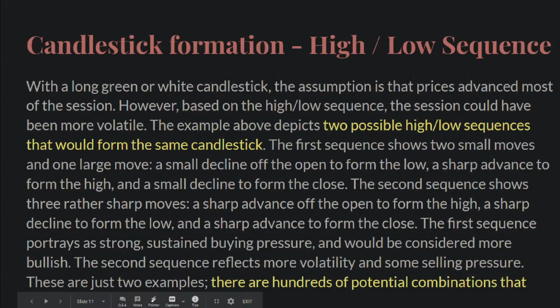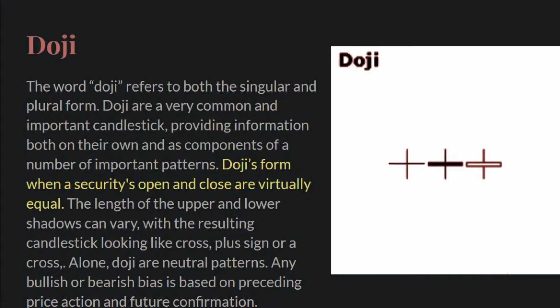The first sequence portrays strong, sustained buying pressure and would be considered more bullish. The second sequence reflects more volatility and some selling pressure. These are just two examples. There are hundreds of potential combinations that could result in the same candlestick. So that's really interesting.